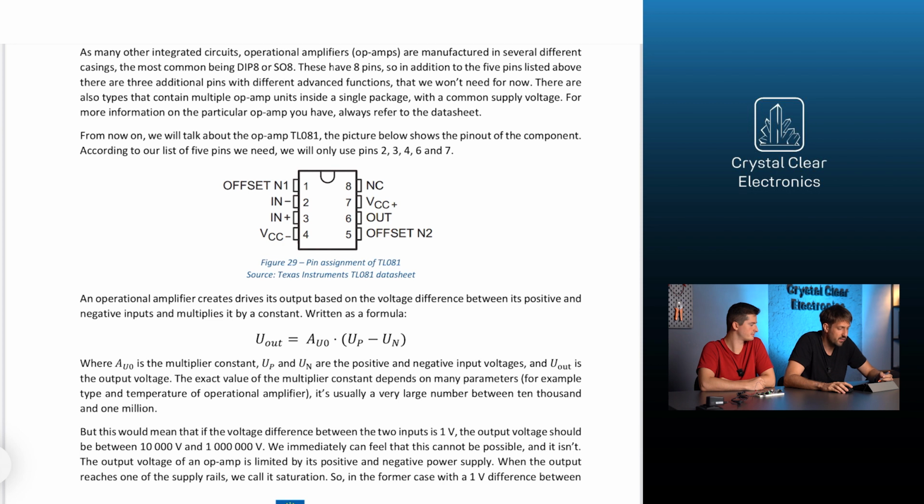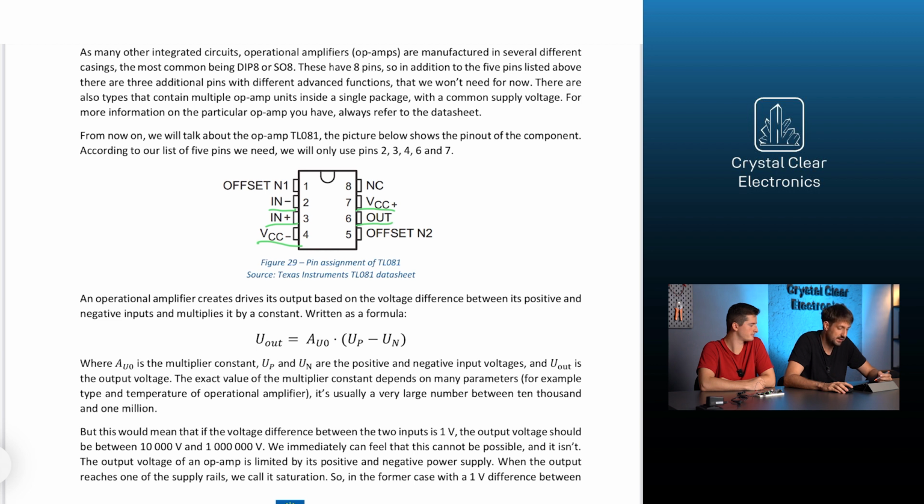An operational amplifier has at least 5 pins. First, you will need a positive supply voltage, pin 7, and a negative supply voltage, pin 4. The amplifier has two inputs. The positive input, which we usually call the non-inverting input, which is pin 3, and the negative input, which we call the inverting input, which is pin 2. The amplifier also has an output, of course, which is pin 6.